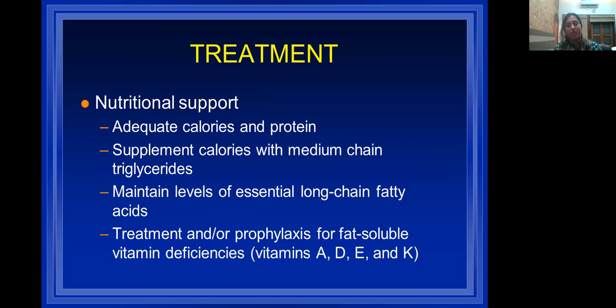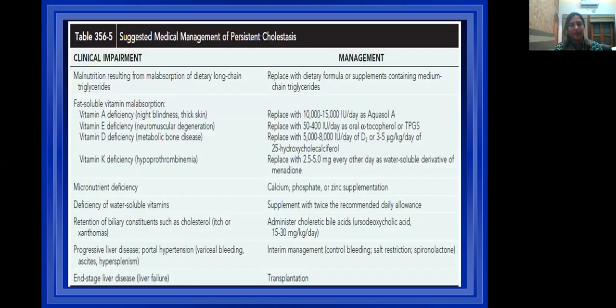Treatment or prophylaxis for all the fat soluble vitamins, that is vitamin A, D, E, and K, have to be supplemented. This is as per Nelson, the suggested medical management of persistent cholestasis. Malnutrition results from the malabsorption of dietary long-chain triglycerides, therefore replace with dietary formula or supplements containing medium-chain triglycerides. Then fat-soluble vitamin malabsorption: vitamin A deficiency can cause night blindness and xeroderma or thick skin. So we have to replace that with 10,000 to 15,000 international units per day as Aquasol A.